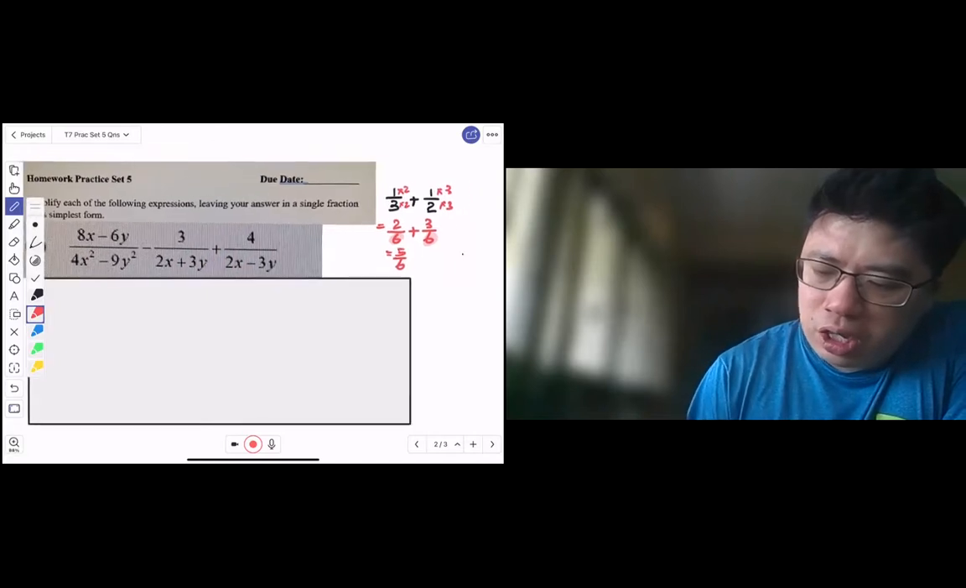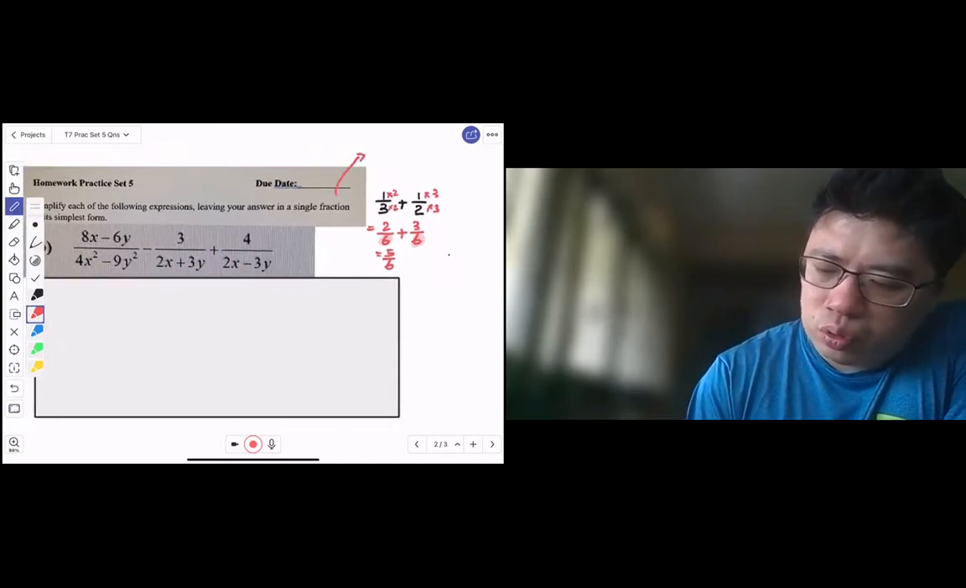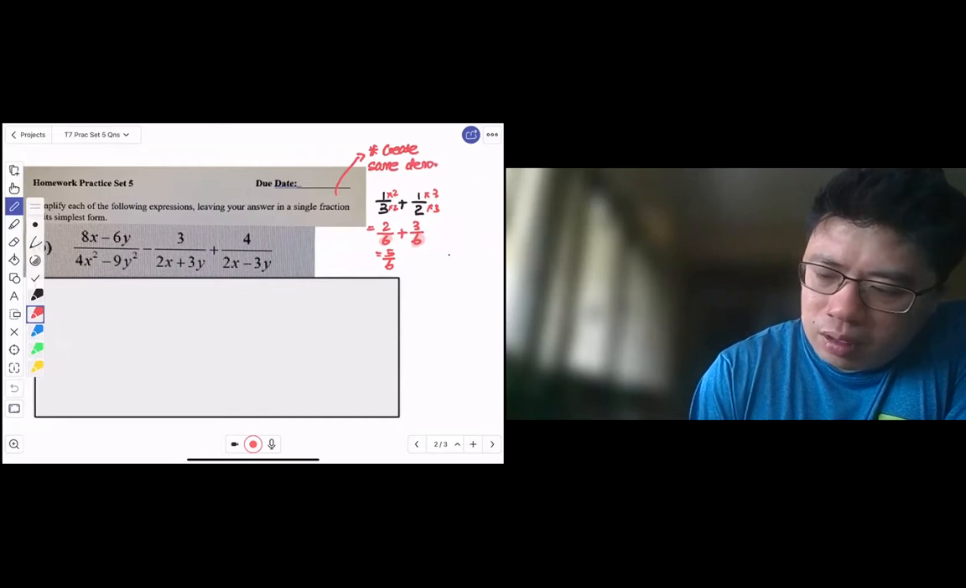Also, in addition of fractions, most importantly, what we always need to do is create the same denominator before we can commence addition or subtraction.